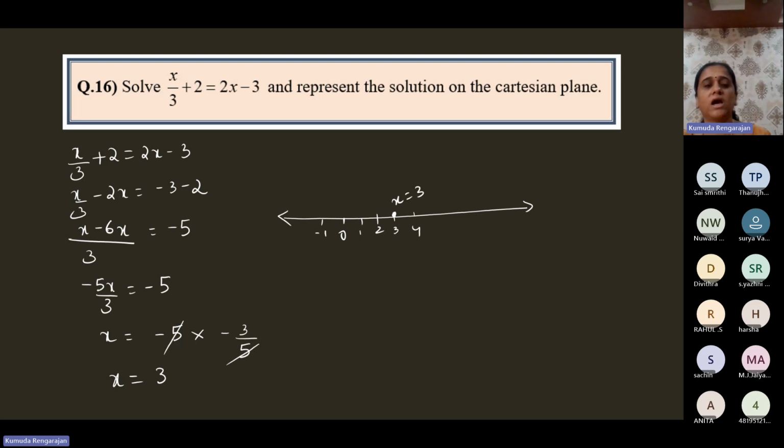Now, if you have to treat the same as an equation in two variables x and y, now it is x is equal to 3. When you solve, you get x is equal to 3. Now, as an equation in two variables, it will be x plus 0y is equal to 3. You must show the missing variable as 0x or 0y.